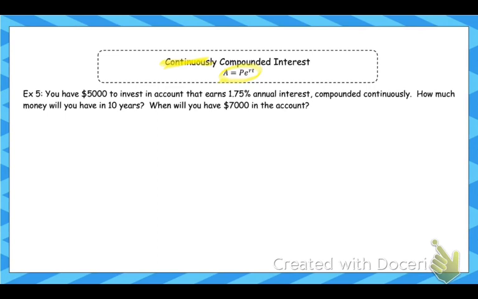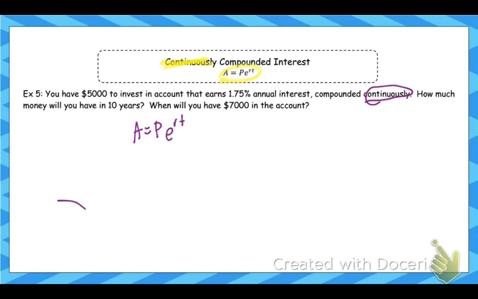All right, so again, this is the formula we'll use if your problem specifically says that it's compounded continuously. So let's look at this one. You have $5,000 to invest in an account that earns 1.75% annual interest, compounded continuously. So that is our clue that we're going to use the PERT formula.